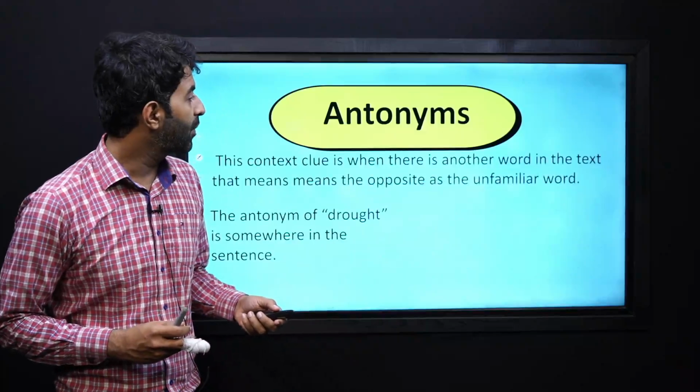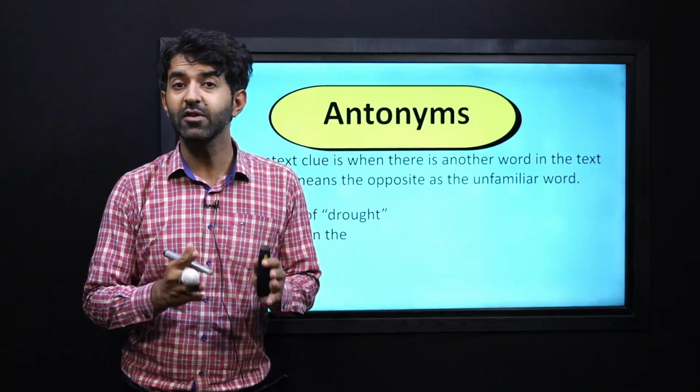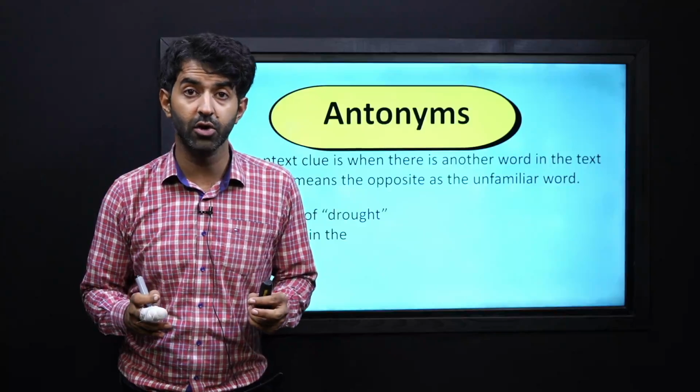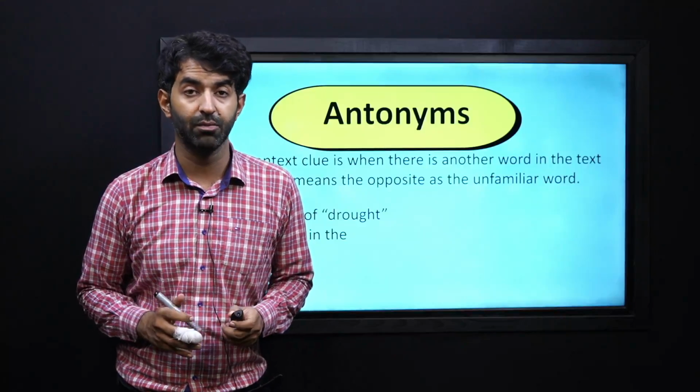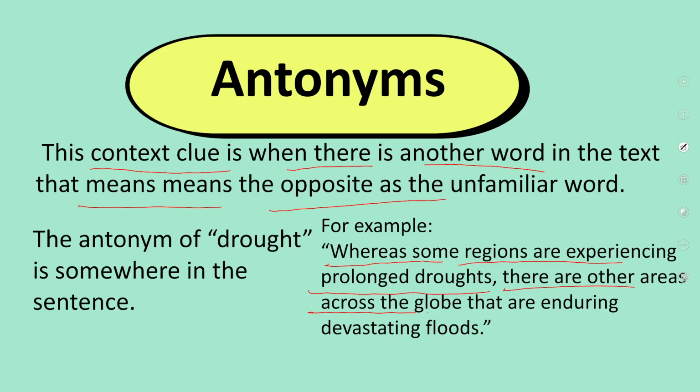Now let's talk about antonyms. Just like we use synonyms for the context clue, now we will be using the contrasting words, the antonyms, to reach the right meaning. Now here, this context clue is when there is another word in the text that means the opposite of the unfamiliar word. For example, whereas some regions are experiencing prolonged droughts, there are other areas across the globe that are enduring devastating floods.